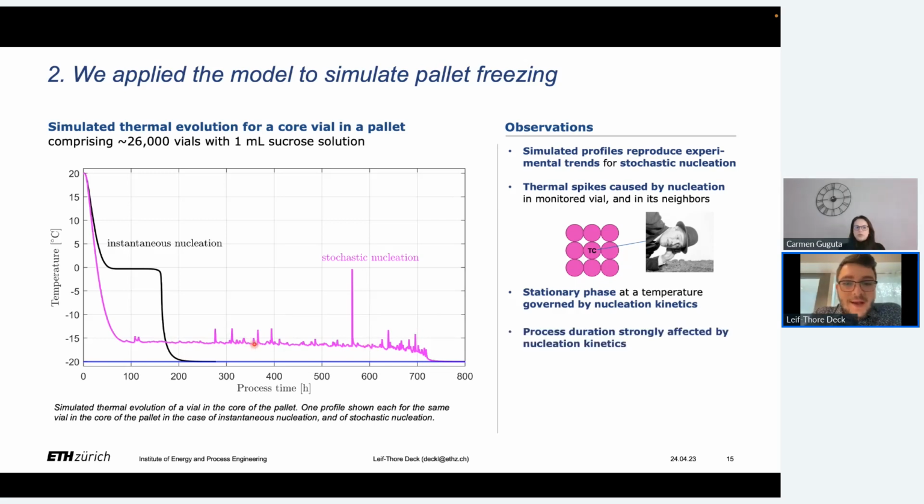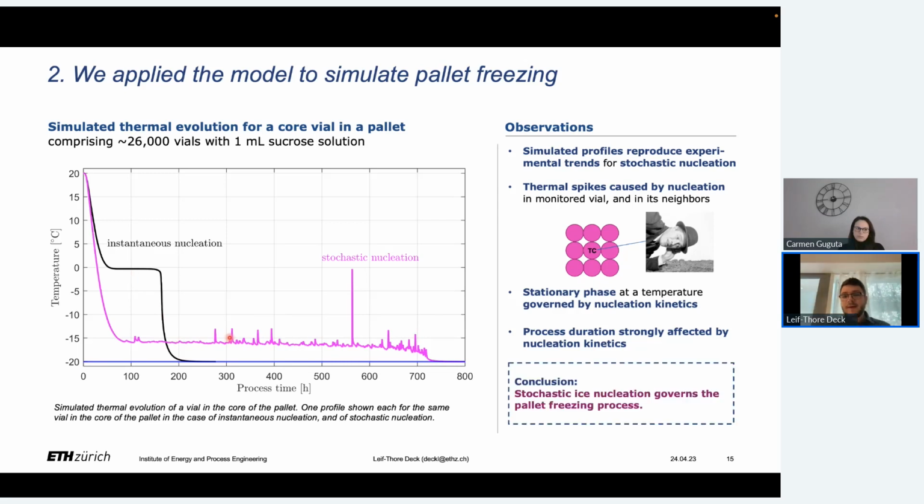And of course, now that we compare a case of instantaneous nucleation with slow stochastic nucleation, we see that nucleation has a very big impact on the process duration because the heat transfer parameters for these simulations are the same. So the increase in duration here is just due to the fact that nucleation happens at low temperatures. And this shows us really that stochastic ice nucleation has a governing effect on the process, right? It really governs the time that is needed to complete the process, but also the thermal evolution during the process. So really, if you don't consider stochastic nucleation, you basically cannot get a meaningful model of pallet freezing.